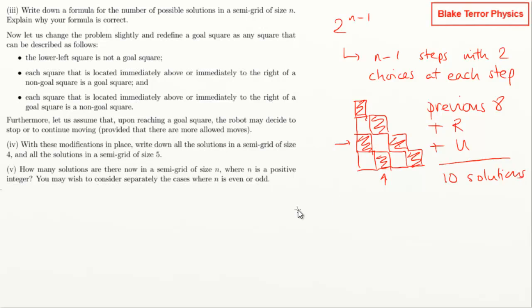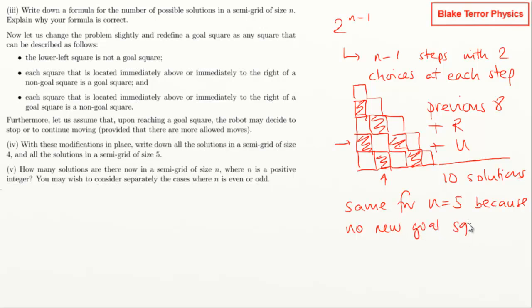Right. Then what have we got? The semi-grid of size 5. So for size 5, we'll be adding on another diagonal, which has got no more goals on it. So that would be exactly the same. So that is the same for n equals 5 because, oh, they haven't actually asked for a justification. But anyway, it's the same because no new goal squares are added.